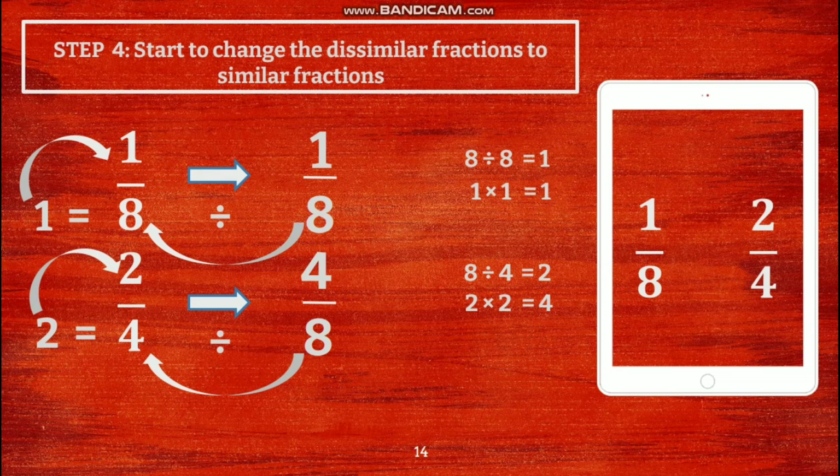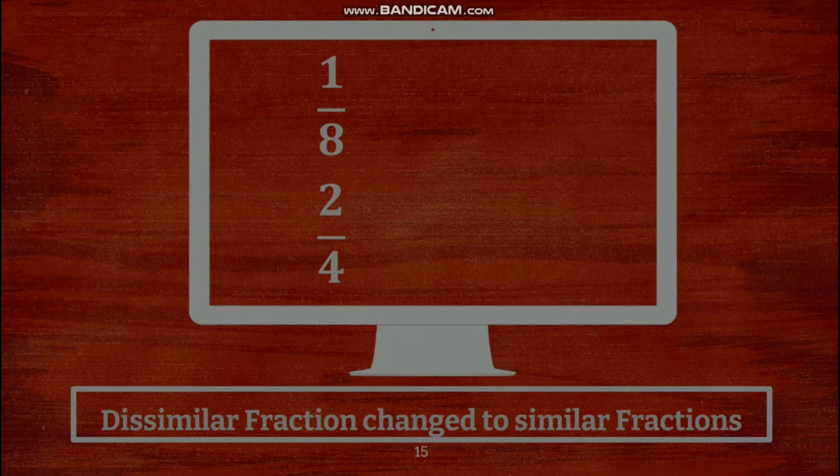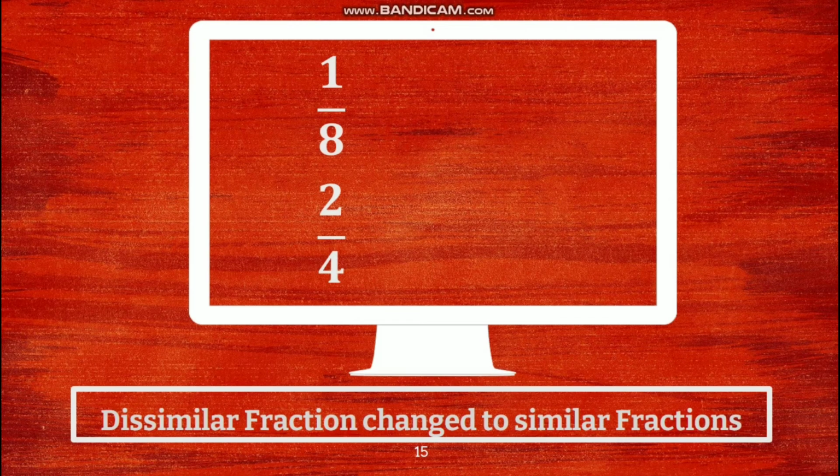So now, as you can see, the new fractions are similar fractions. But always remember that 1/8 and 1/8 are equal, and 2/4 and 4/8 are equal. Even though we change them into similar fractions, the value of each of the old fractions is just equal to the new fractions. Okay? So 1/8 and 2/4, when changed to similar fractions, become 1/8 and 4/8.